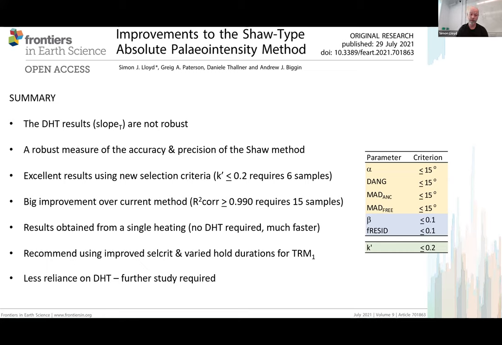So therefore, we'd recommend using these improved selection criteria with varied hold durations for TRM1 and a lot less reliance on the double heating technique, although we do need to understand a bit more about it.